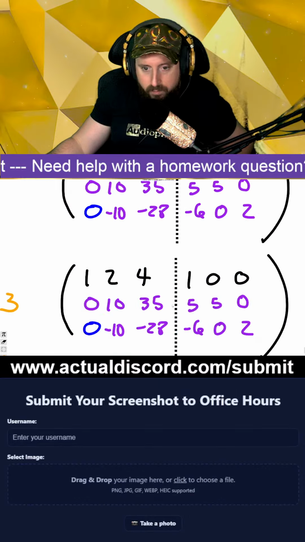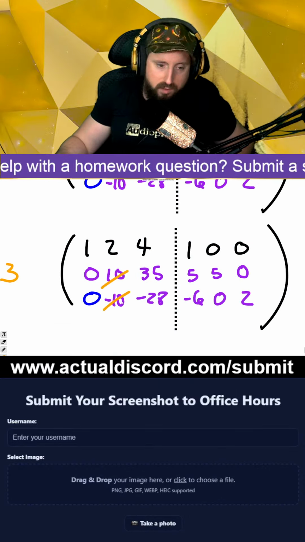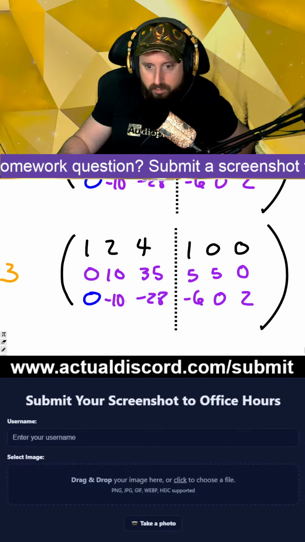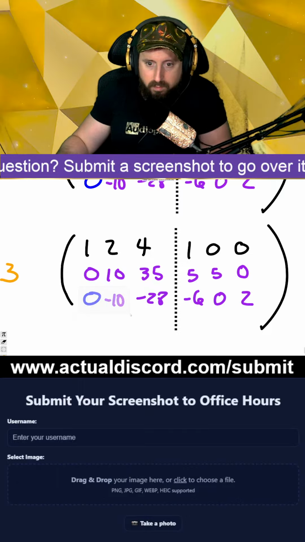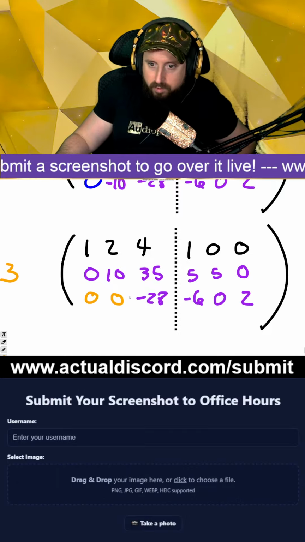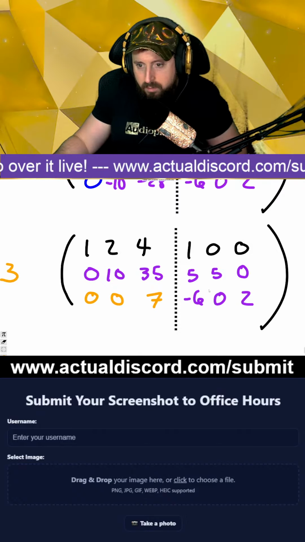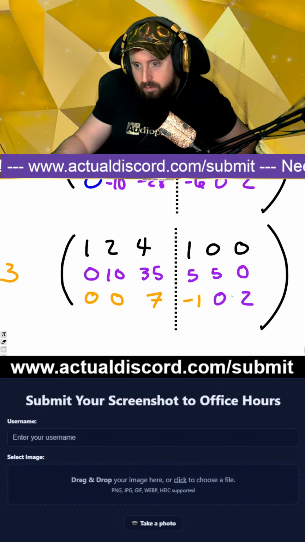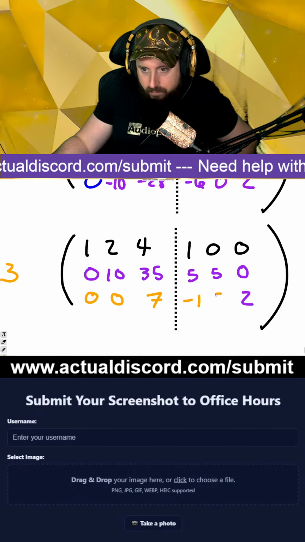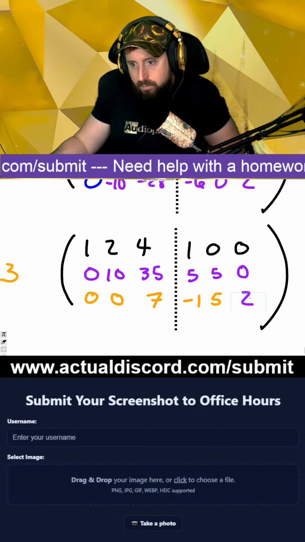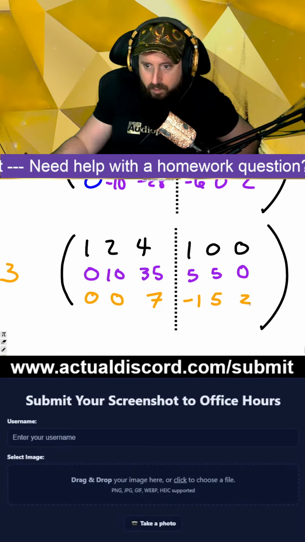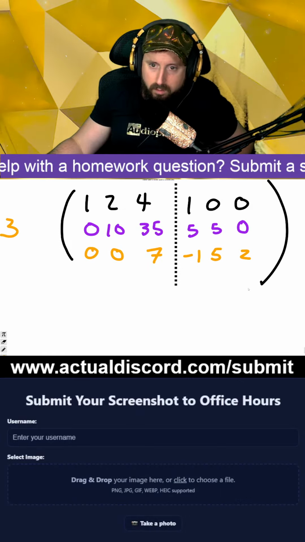And let's see what we have. So this plus this will cancel this out, so this is going to go to 0. So 0, 0. That's going to go to 7. That's going to go to negative 1. That's going to go to 5. That's going to go to 2. Very cool. Okay, we're almost there.